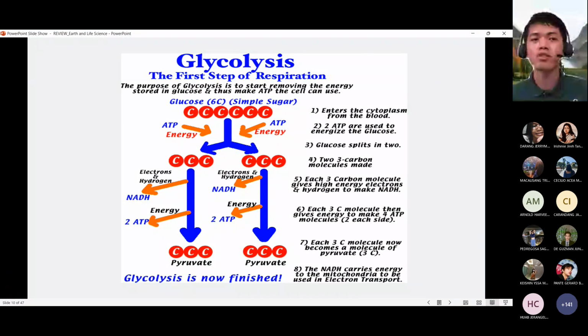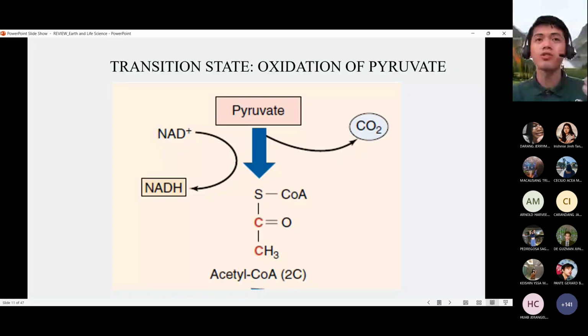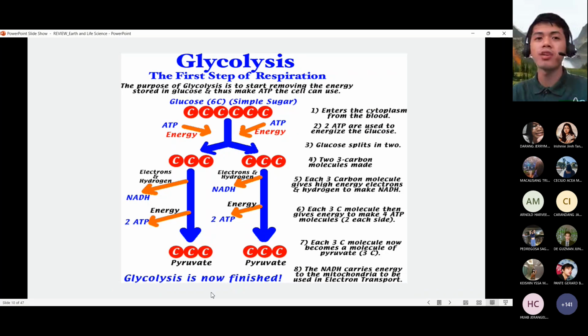So what will happen? Of course, 4 - 2 is 2. That will be the exact product of glycolysis, which is 2 ATP, 2 NADH, and 2 pyruvate molecules. Remember. Now, during the oxidation of pyruvate, this is the transition state wherein we need to synthesize acetyl coenzyme A, a 2-carbon molecule. If you still remember that during pyruvate oxidation, since we have two pyruvate or three carbon molecules for every three carbon molecules, okay, that's pyruvate again.